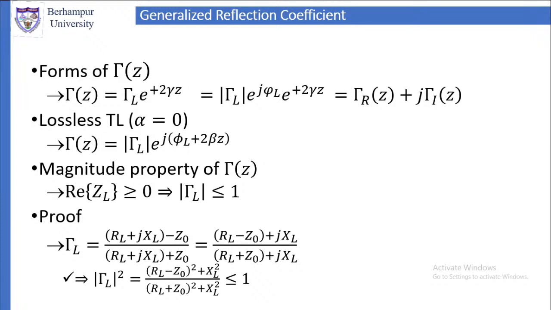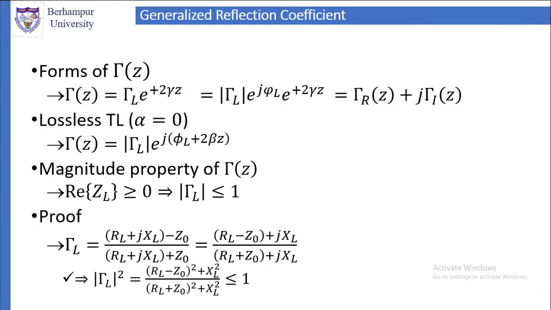So that gives us gamma L square is equal to (RL minus Z0) square plus XL square by (RL plus Z0) square plus XL square. Now look at the numerator and denominator. In the numerator we have XL square, in the denominator we have XL square, and both are positive. XL square is added. And then we have (RL minus Z0) square in the numerator, and in the denominator we have (RL plus Z0) square, which means the numerator is smaller than the denominator.